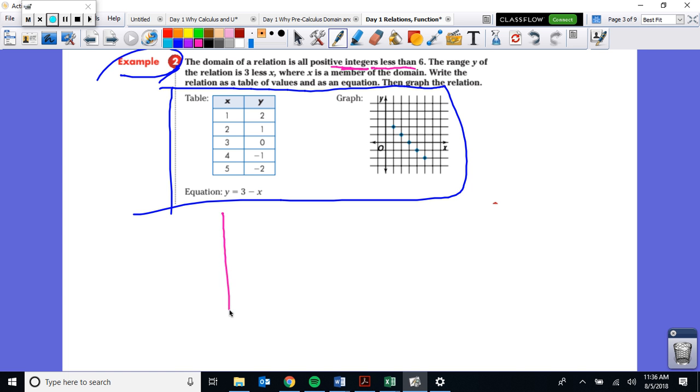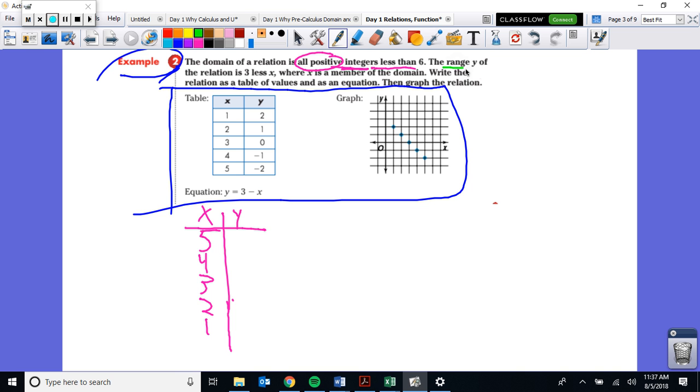Okay, so I'm going to draw a chart. X and Y. Positive integers less than 6. So it can't be 6 because 6 is not less than 6. So I'm going to start with 5. Then I got 4, 3, 2, 1. Why am I stopping there? Because it says positive. 0 is not positive and negatives are obviously not positive, so there we go.